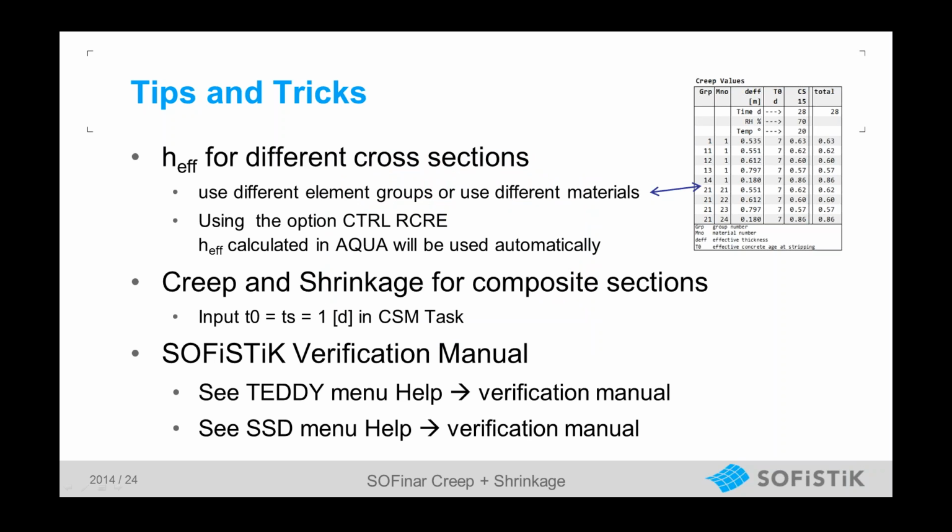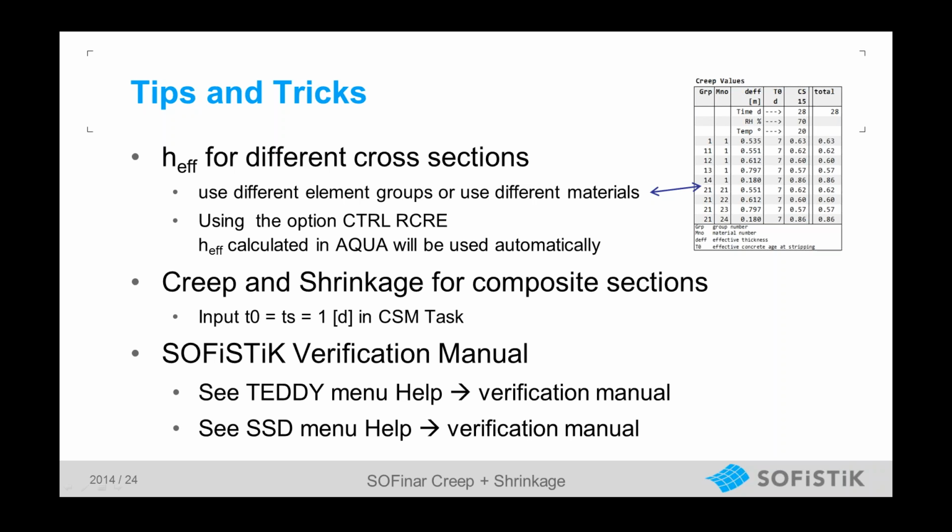The last 4 rows, again, we have the same group, but we're talking about different material numbers, so you see exactly the same. So in terms of standard creep and shrinkage, again, please use in your structure different groups or different materials for different cross-sections to be sure that the different effects will be used properly.